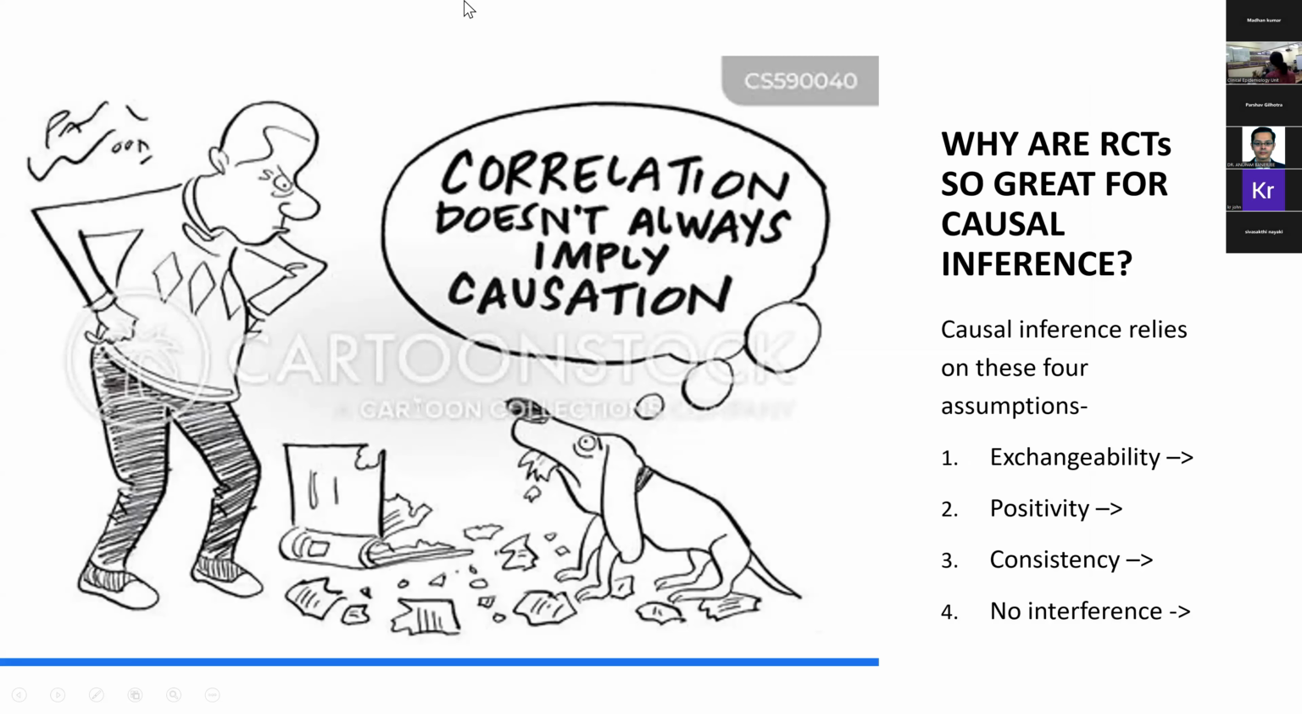Now, the most important thing why we say that randomized control trials are the gold standard for understanding causation is because it can eliminate all known and unknown confounders by randomization. So, causal inference relies on these four inference assumptions: exchangeability, positivity, consistency, and no interference. I am just explaining these in simple English terms. There are actually detailed mathematical theorems behind each of these.